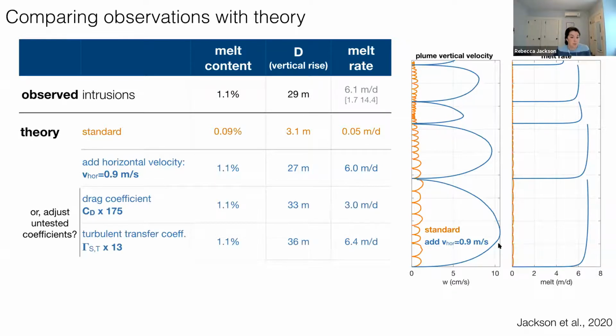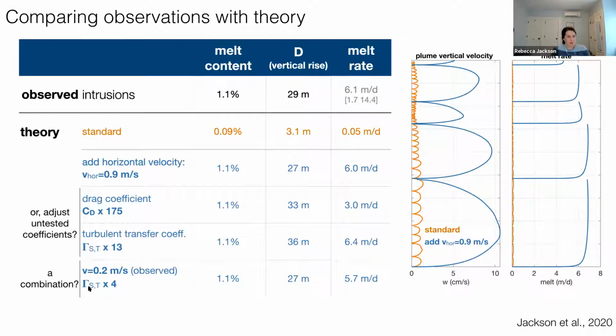I can also play around with adjusting either the drag coefficient or the turbulent transfer coefficient, again to match the observed properties of the intrusions. We find that the drag would have to be increased by about 2 orders of magnitude, or the turbulent transfer by about one order of magnitude. But again, they're untested. And then maybe the most realistic is using what we know to be roughly the magnitude of this horizontal velocity field and filling in the rest with some adjustment to the coefficients.